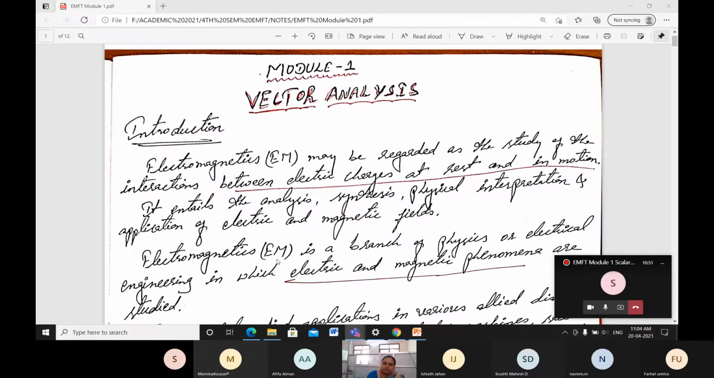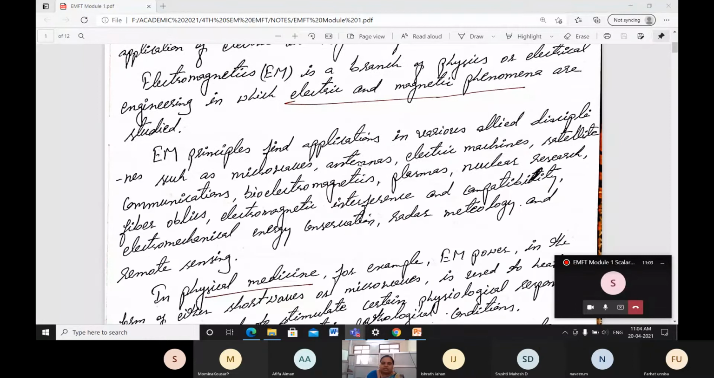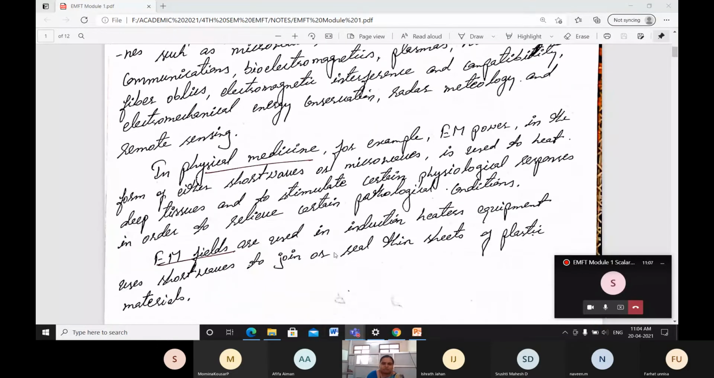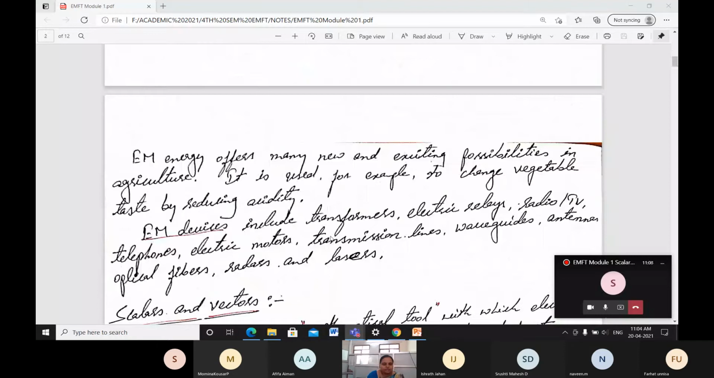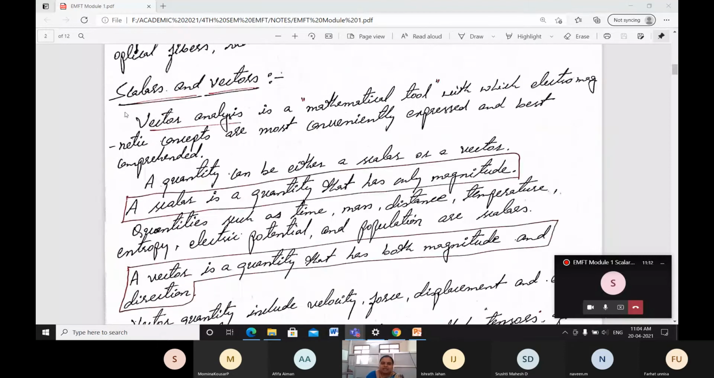Electromagnetics is a branch of physics or electrical engineering in which electric and magnetic phenomena are studied. These are the basic definitions of electromagnetics. The applications we already came across in the previous class, so I am not going to deal with them again. We'll go with the first topic of our first module, that is scalars and vectors.